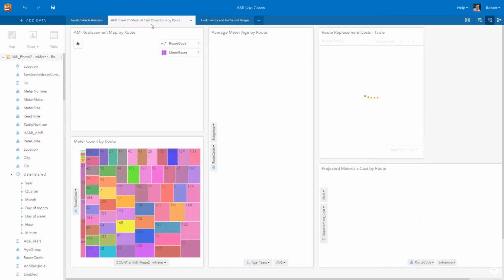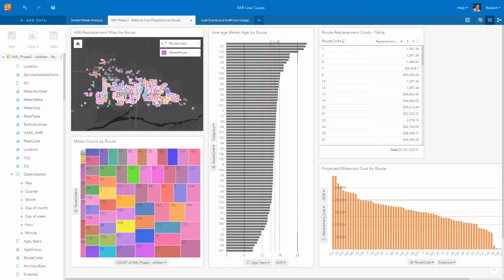In our second use case, we're moving on to phase 2 of our AMI implementation, and we want to determine which routes we should be installing in. So we're route based. If we install meters, then the entire route is going to be covered. So there are a couple of ways we can do this. It's either by meter age, if we want to maximize the meter count, I can see which routes have the most dense meter population here, or if it's just by location.